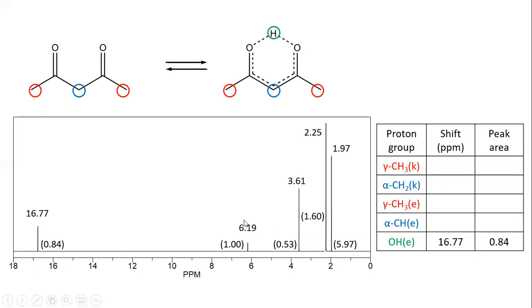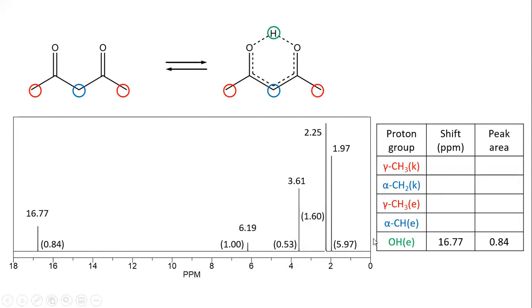So we're not sure about the CH. Of course, we can already think, okay, my CH of the enol should be more downfield compared to the CH2. So maybe this is my CH. Maybe one of these is going to be my CH2. But we're not sure.